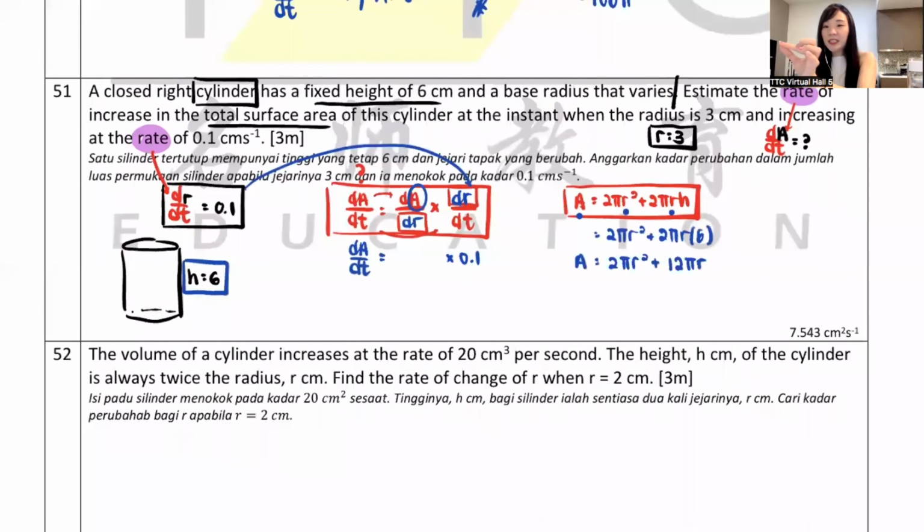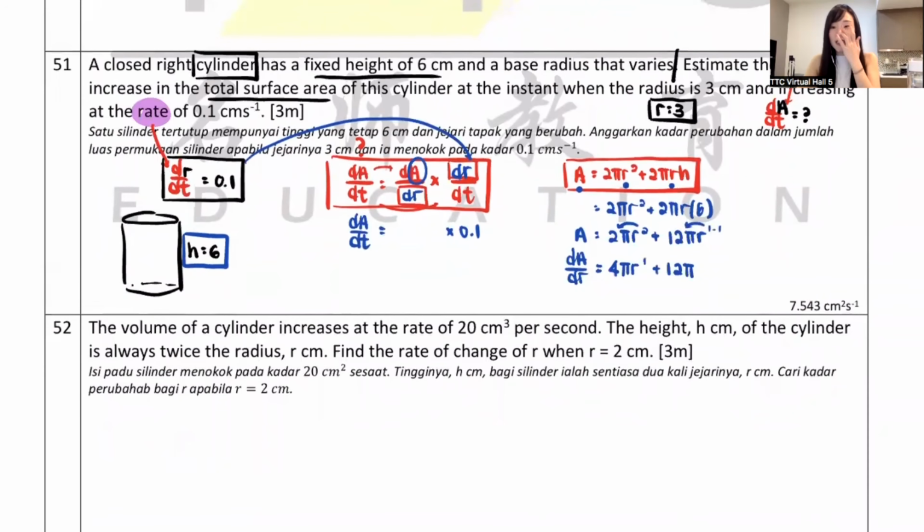So you sub 6 inside, 6 times 2, 12. Sub first, only then differentiate. So outside A, inside R, differentiate it. Remember, times the power and then minus 1. So 2 times 2 is 4, power minus 1 is 1. This one, 1 times 12 pi, 12 pi. Power minus 1, no more R. So isn't it this is dA dr?